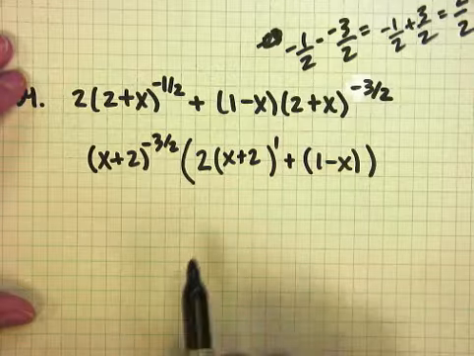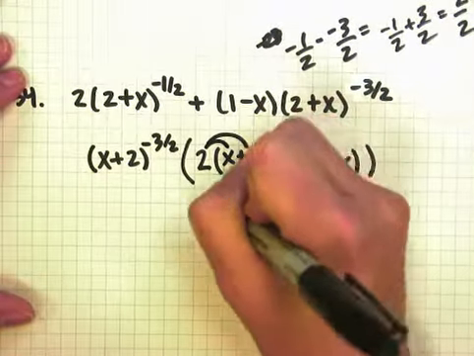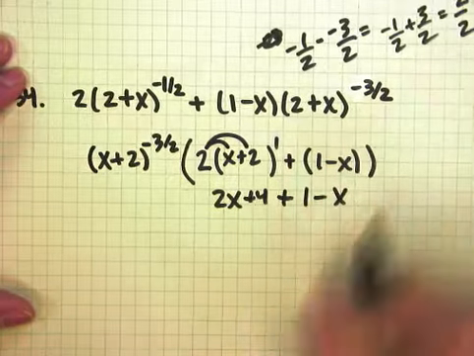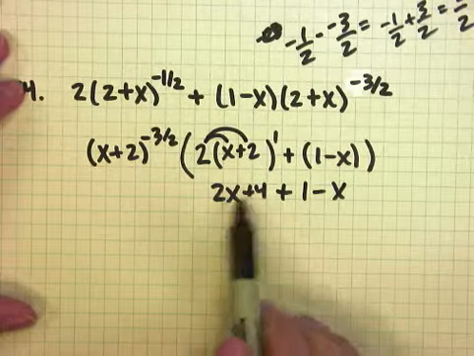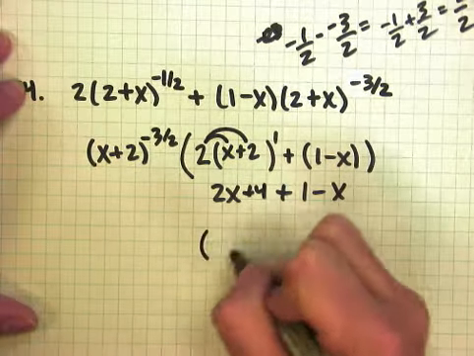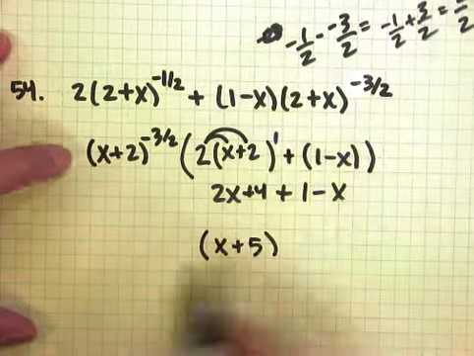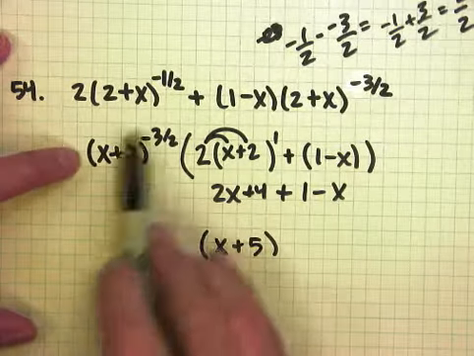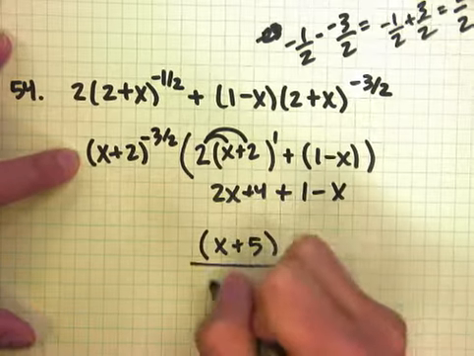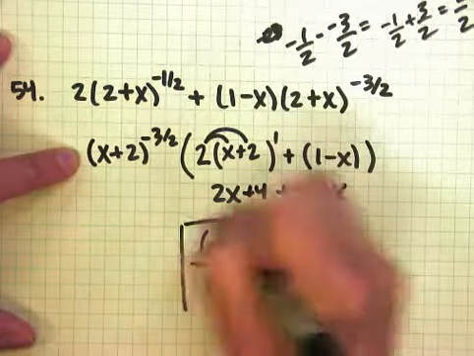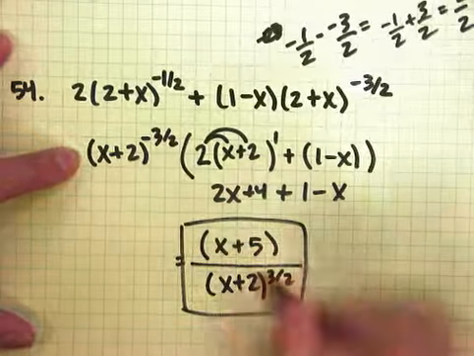Now I can simplify. Let's see, I can multiply the 2 in, so I get 2x plus 4, and then plus 1 minus x. When I simplify this, 2x minus x gives me x, and 4 plus 1 gives me 5. And then, let's see, since this guy has a negative exponent, I'm going to flip it to the bottom and write x plus 2 to the 3/2. And I'm done. That's all she wrote.